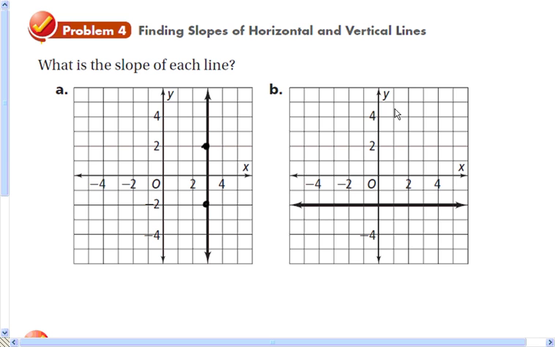So we're looking at this vertical line, and what is the slope? Think about that. If we're talking about a hill, this is as steep as it gets, like falling straight down. But let's just look at a couple points here, and then use the slope formula and see what happens.